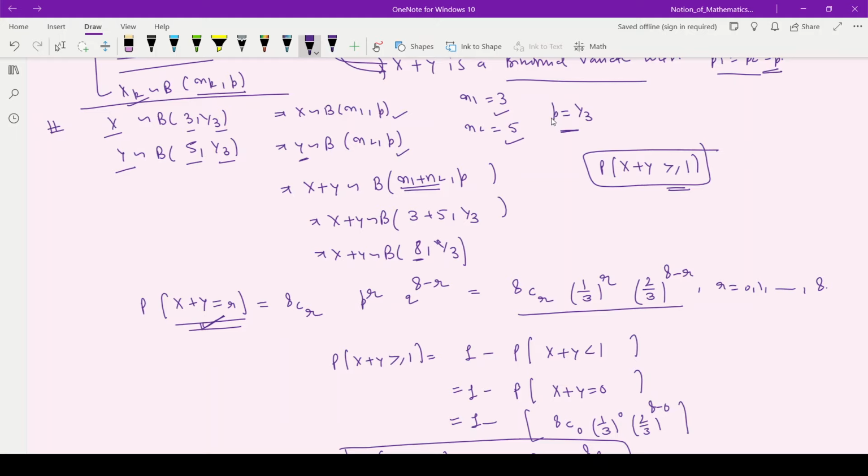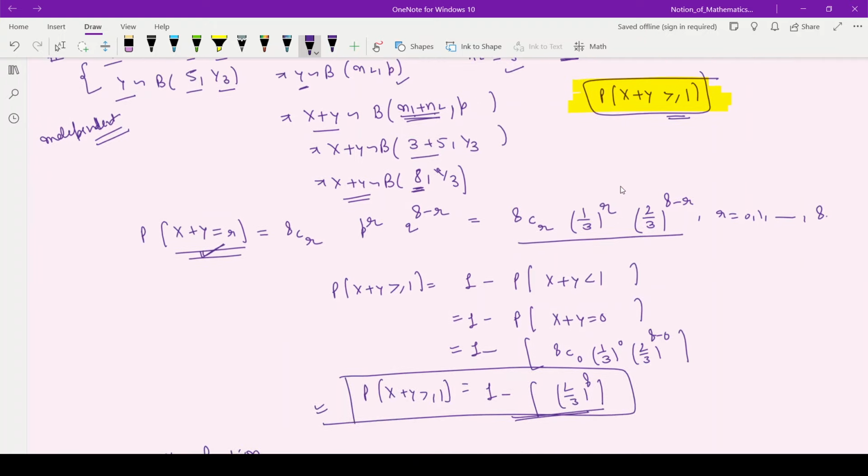So by the previous formula, we can say here X plus Y is a binomial variate with n1 plus n2, comma p parameters, and for sure these are considered as independent binomial variates. So students, n1 plus n2 is 3 plus 5, ultimately it is 8. So X plus Y is a binomial variate with the parameters 8 and 1 by 3. So our aim here is to get the probability of X plus Y greater than or equal to 1.